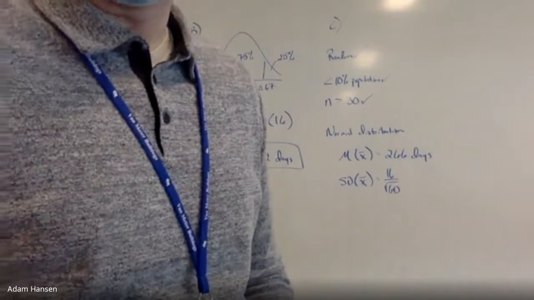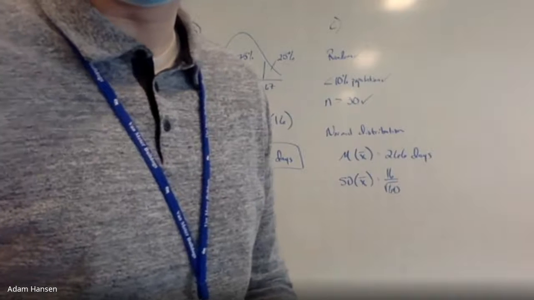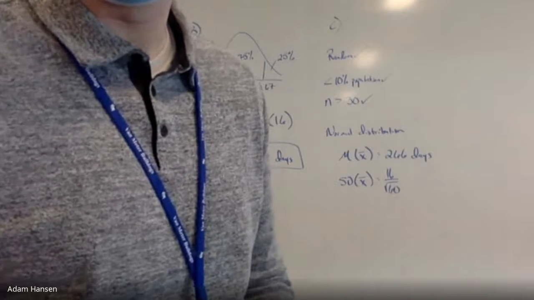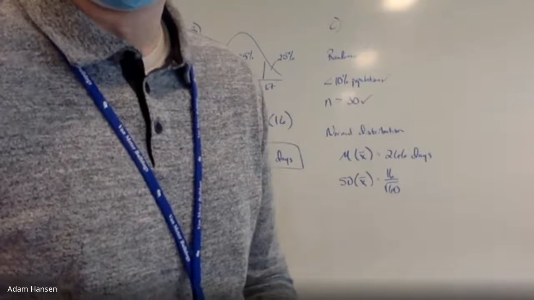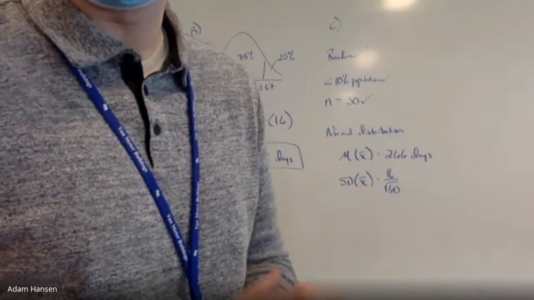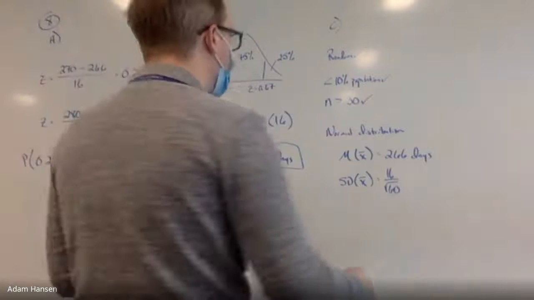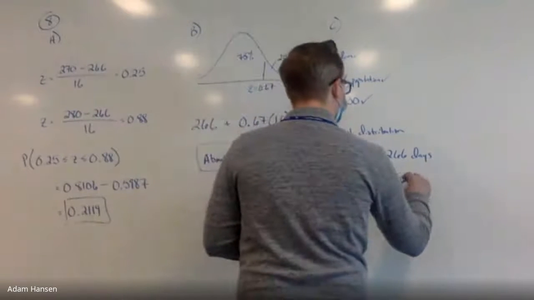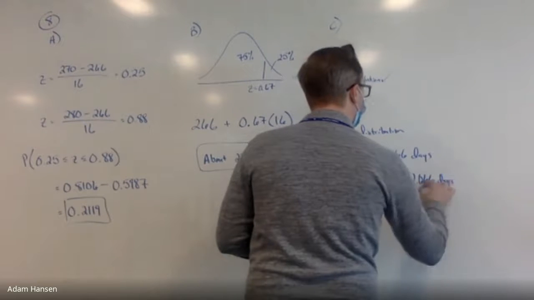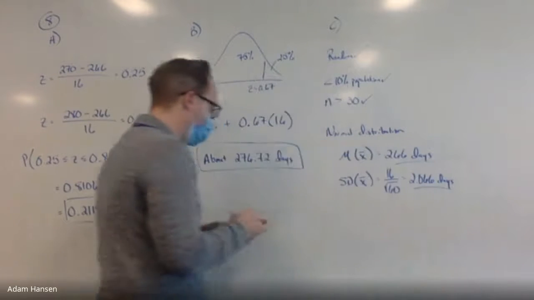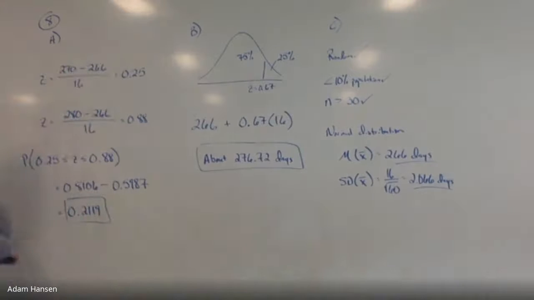Take the population standard deviation divided by the square root of the sample size. That gives 2.066. So on average, I'd expect my 60 women sample to have an average pregnancy length of 266 days, or different than that average by about 2.066 days.